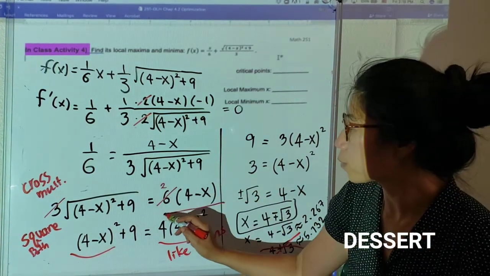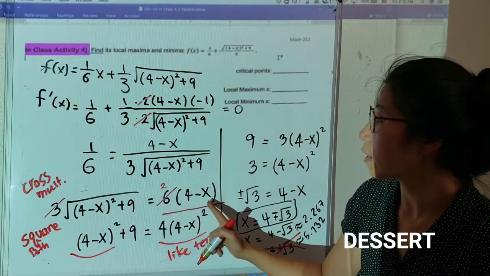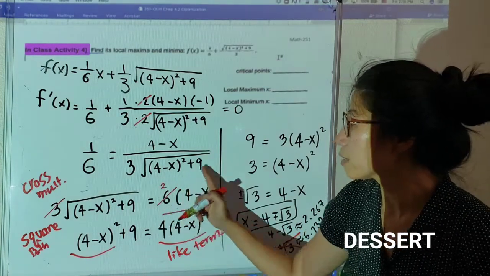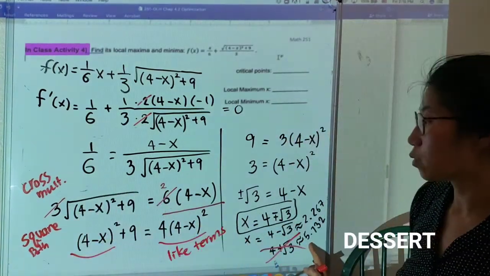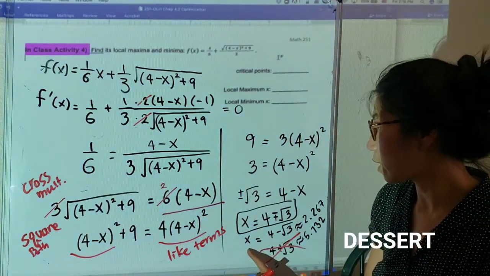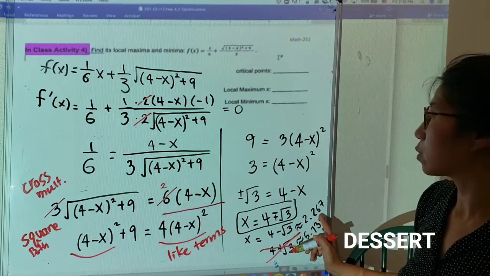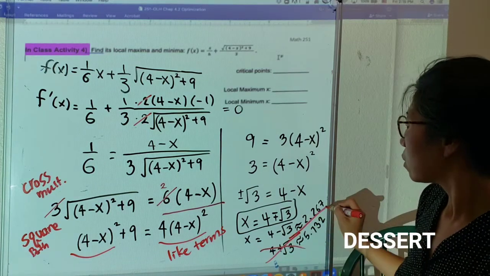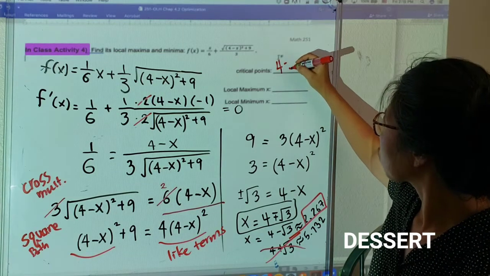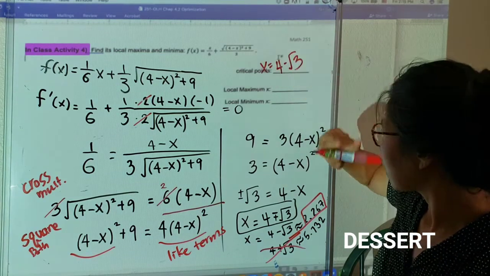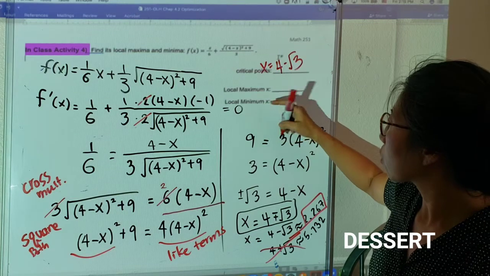5.732. Do you see that when I plug in here, that will make the right hand side negative. However, the left hand side is positive. So this answer does not work. So the only answer that will work is 2.267. And this number is going to be my critical point. So 4 minus root 3 is a critical point. And then this becomes a local minimum.